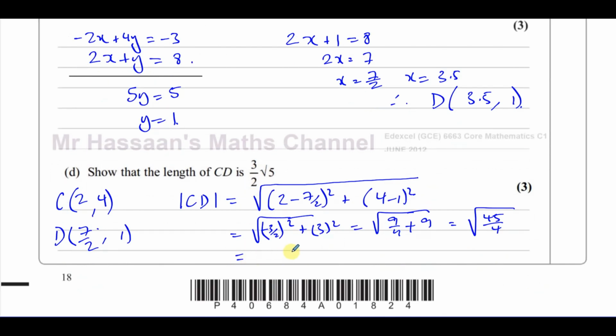Let's see. So we can see here we've got the perfect square of 9 times 5.